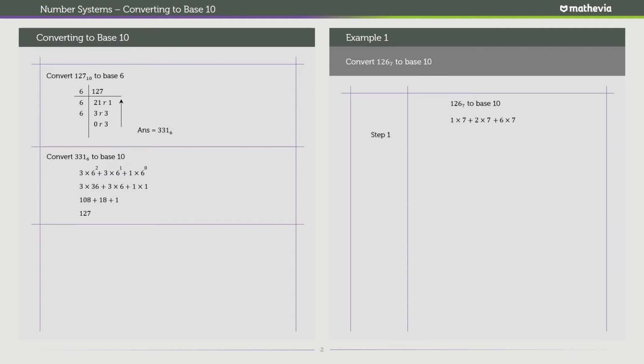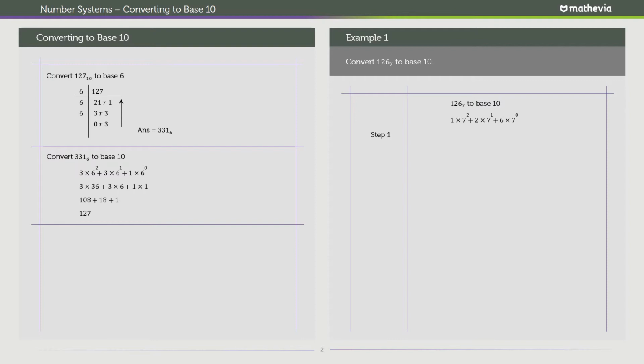Okay, so we have 1 times 7 plus 2 times 7 plus 6 times 7. Okay, and then what do we do? We raise them to powers, increasing powers starting from the right: 0, 1, 2. So the last 7 we raise to 0, the next one we raise to 1, the next one we raise to 2. If we have another 7, we raise that one to 3, and so on.